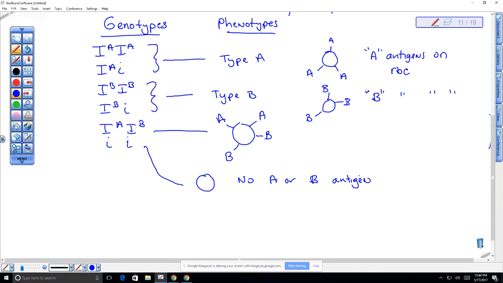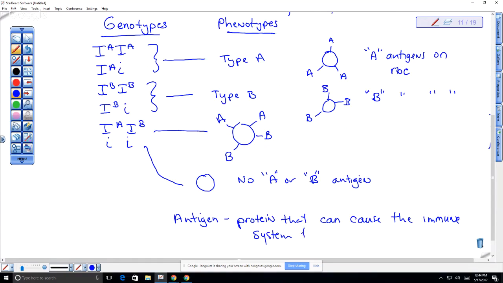So an antigen is something that generates an antibody. An antigen is a protein that can cause the immune system to produce antibodies. Okay. So remember we talked about how plasma membrane proteins are important in cell recognition. This is an example of that.